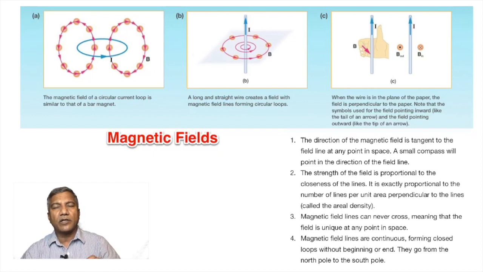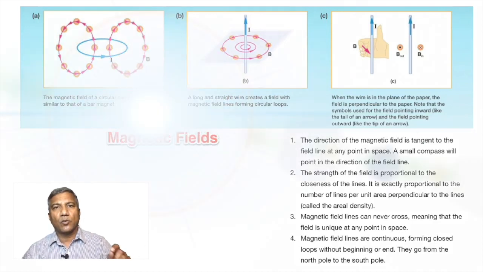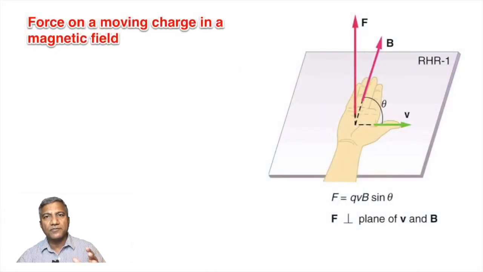Now we come to a very important part of this chapter. That is, when a charge moves through a magnetic field, there could be a force acting on that charged particle. So you have a magnetic field set up in a certain direction, and you have a charged particle, either positive or negative, moving through that field, and a force acts on that charged particle.